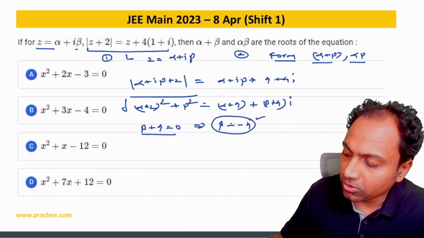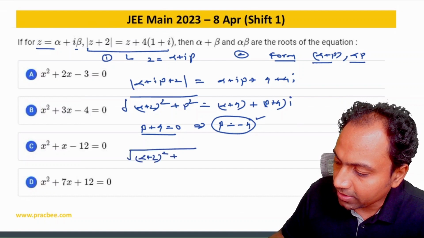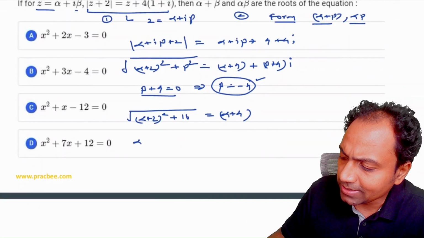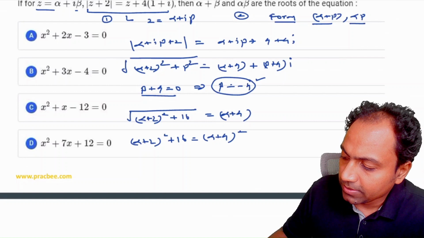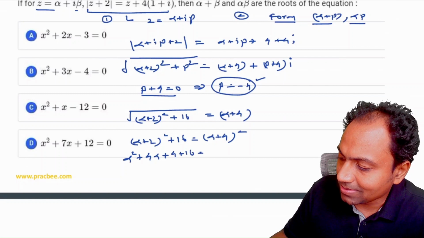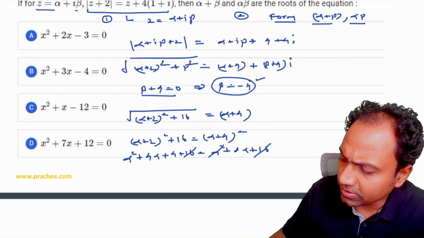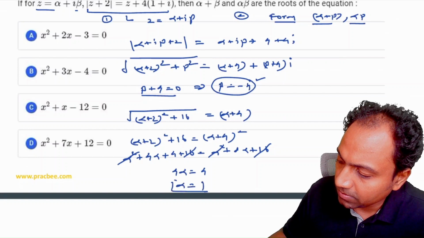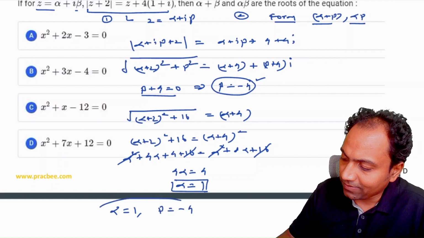For finding alpha, we need to compare the real part, and that is nothing but alpha plus 2 whole square, and beta, if I put it here, will become 16, will be equal to alpha plus 4. If I square both the sides, it becomes alpha plus 2 whole square plus 16 is equal to alpha plus 4 whole square. So this becomes alpha square plus 4 alpha plus 4 plus 16. This is alpha square plus 8 alpha plus 16. So 16 cancels out. Alpha square will also get cancelled out. And you can see that 4 alpha equals 4, so alpha comes out to be 1. So by finding alpha is equal to 1 and beta is equal to minus 4, we are done with the first part.